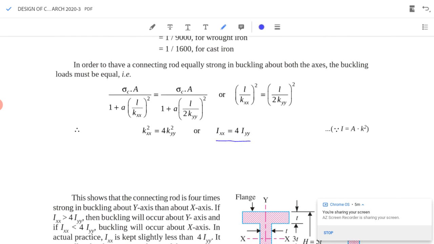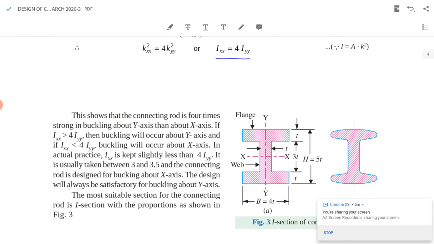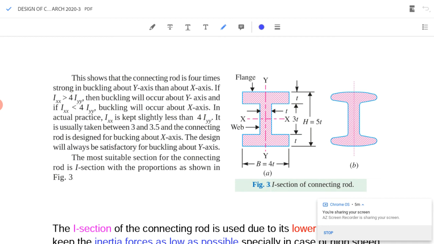We will get Ixx, that is the area moment of inertia about the x-axis, equal to 4 times Iyy. For a practical design, we take this value between 3 and 3.5. So Ixx by Iyy is taken as a value between 3 and 3.5 for the practical design. If Ixx is greater than Iyy, buckling will occur about the y-axis, and vice versa.